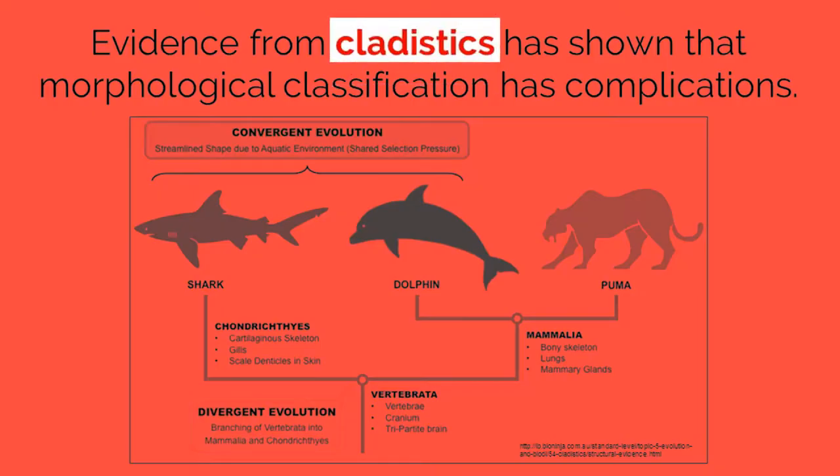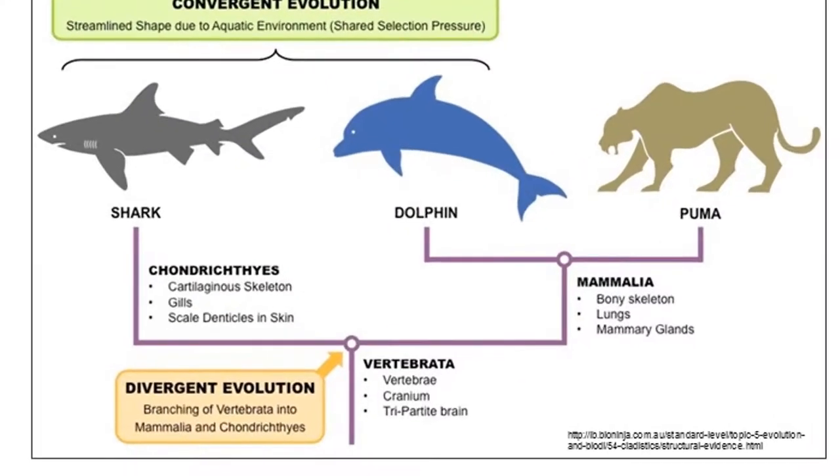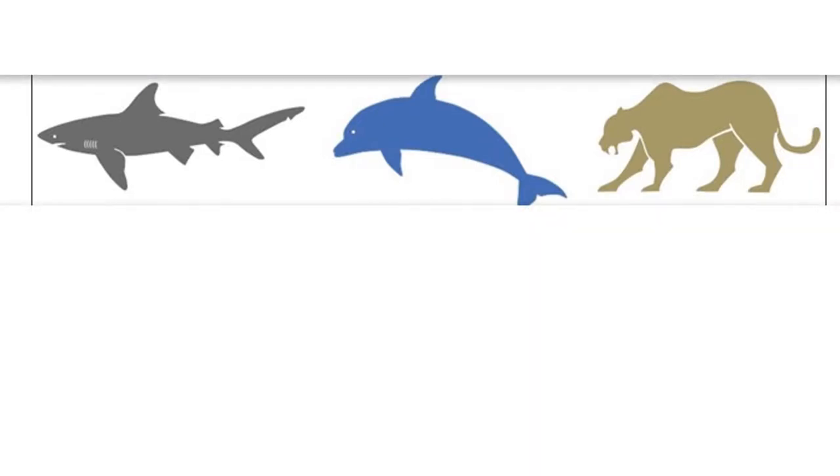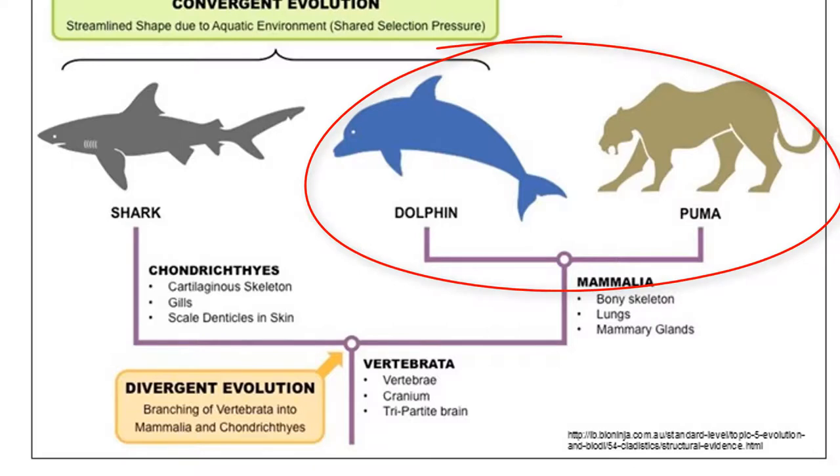Evidence from cladistics has shown that comparing organisms by morphology or by structures alone has complications. Take a look at these organisms. If you remove the cladogram and look at the structural similarities of these organisms, you should assume that the shark and the dolphin are more closely related to each other than to the puma. But when you introduce a cladogram based on structural and sequence evidence, you will find that the dolphin and puma are more closely related to each other than to the shark.